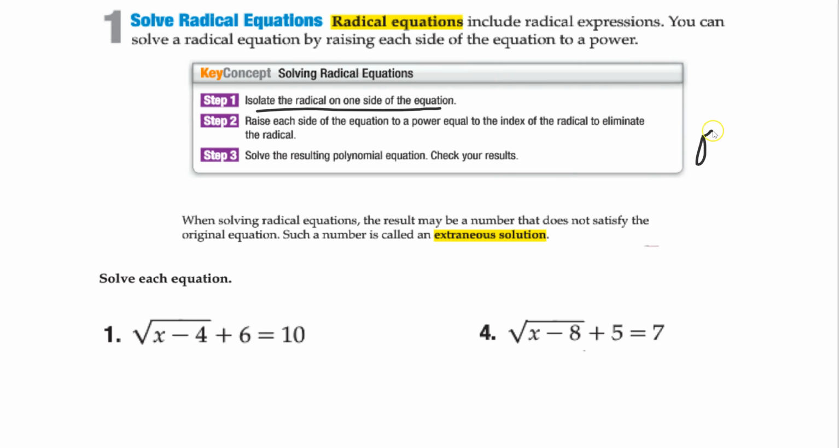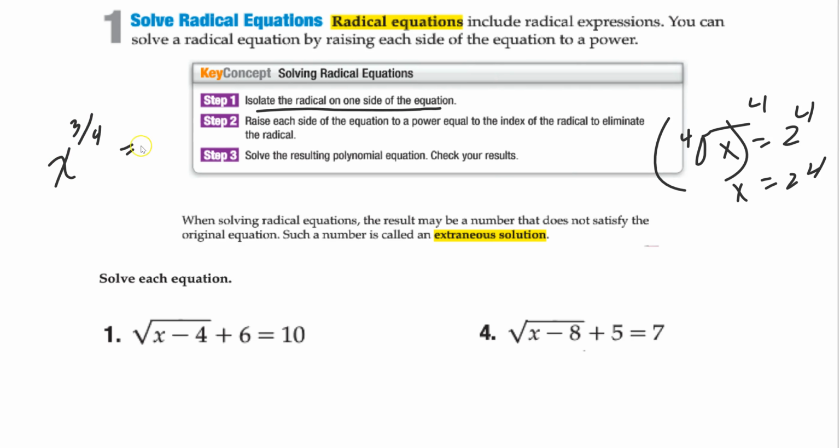So if I have like the 4th root of x equals 2, we're going to take the 4th power to both sides. So x is equal to 2 to the 4th. Likewise though, don't get scared if you see like a fraction power. If that equals 3, what we're going to do is take the opposite reciprocal power to both sides. So we take the 4/3 power to both sides. That way over here they cancel out. You can just get x equals 3 to the 4/3.